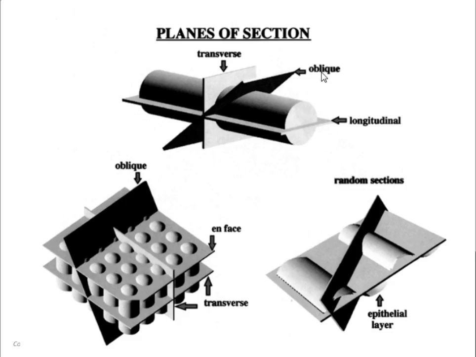If we want to see this in an oblique fashion, we cut this in an oblique plane. And a longitudinal section: if we cut this blood vessel into two halves longitudinally, it is called a longitudinal section.